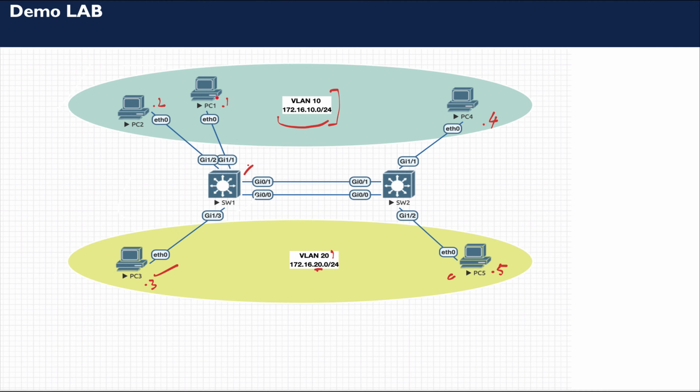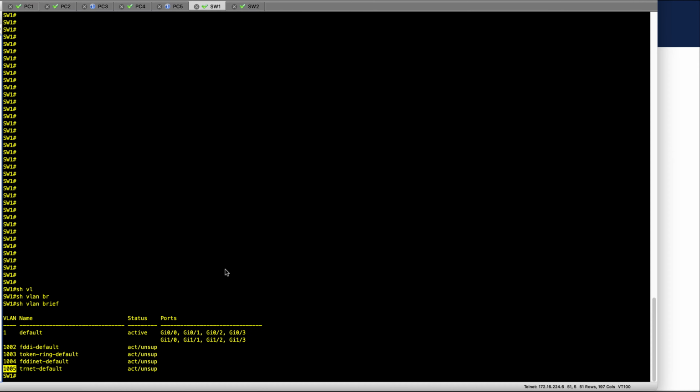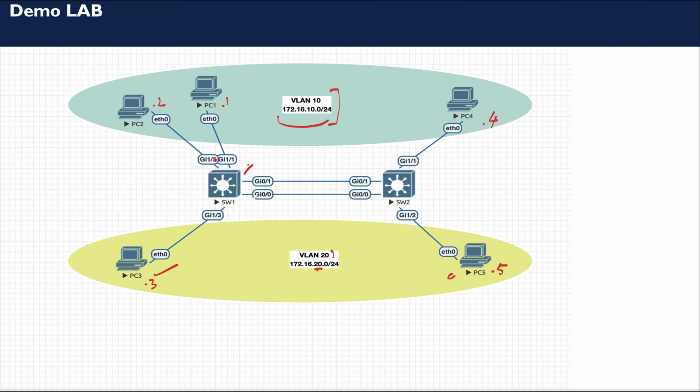Would you think that PC1 would be able to ping PC2? And can they ping PC3? Remember, we haven't done any configuration. We haven't added any configuration on switch 1. So as per this configuration here, you can see that all these ports are on VLAN 1, the default VLAN. So all these ports connected here are all on VLAN 1, which means that this switch is actually a single broadcast domain for all of these hosts and this switch also.